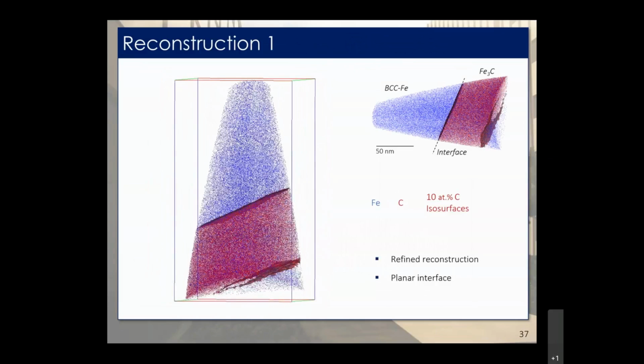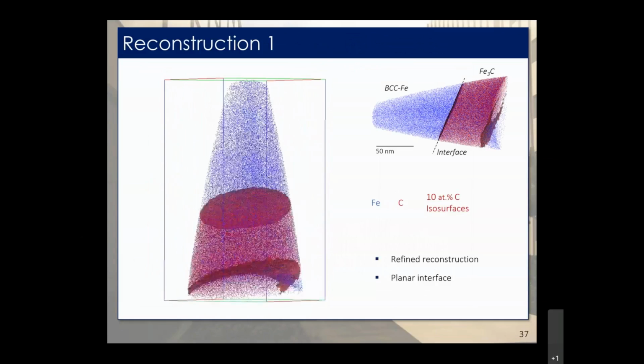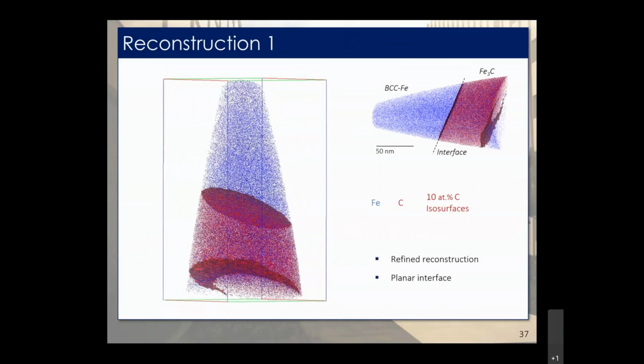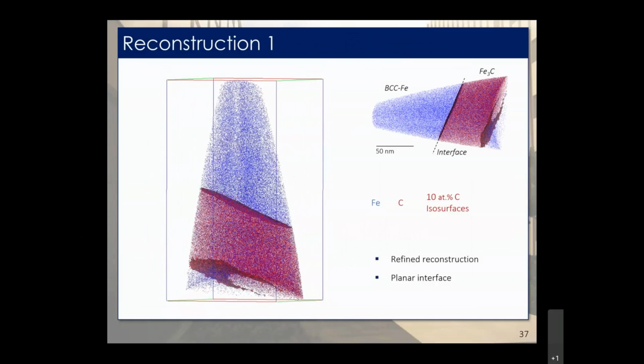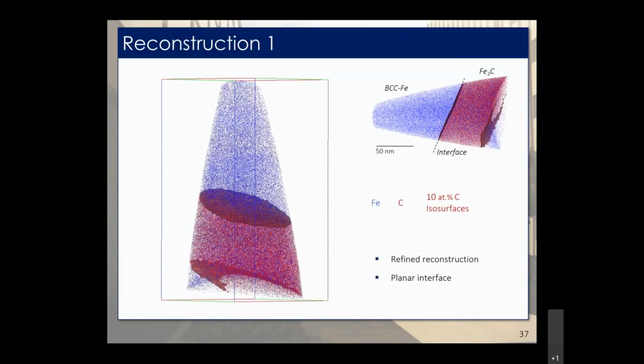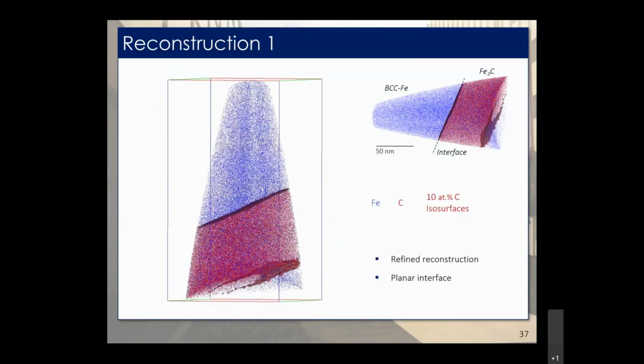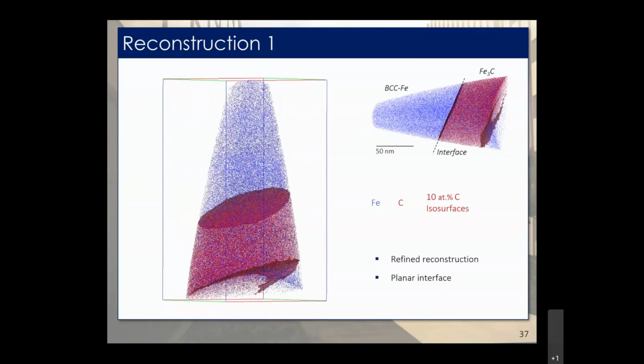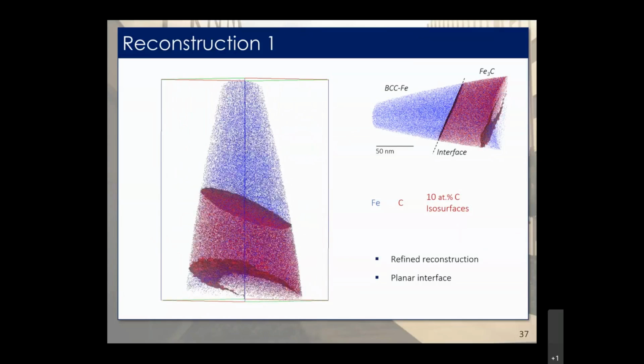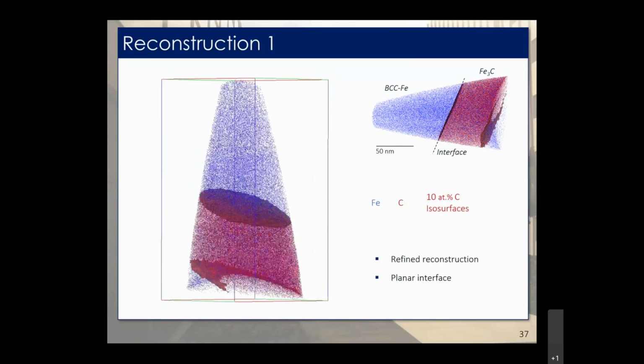So you can see it's not too different than what we saw with the voltage profile, but it does show a better representation of the material, especially even if we look at that interface, we can see it's very planar now. So it's quite a refined reconstruction. And it's this reconstruction that we can take and really begin to run our analysis on.